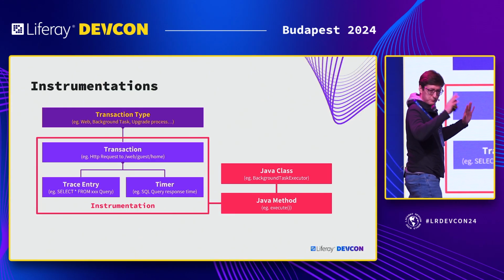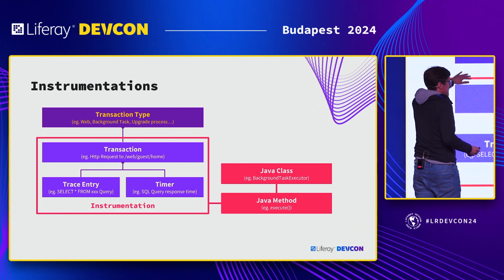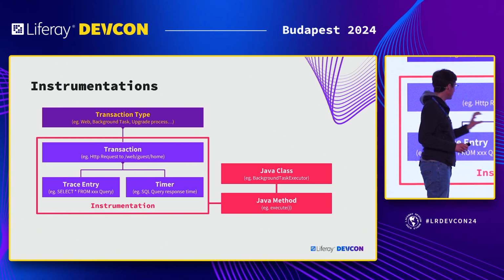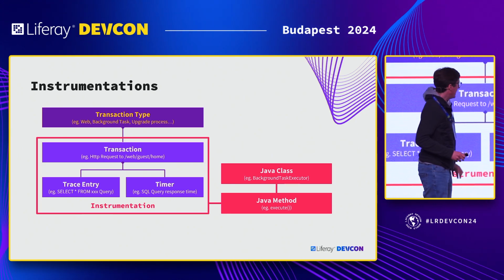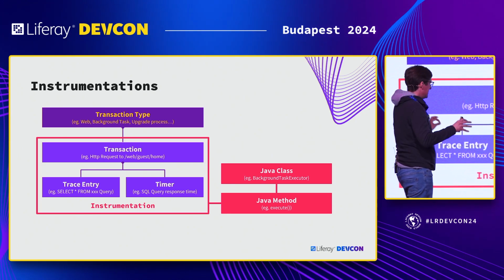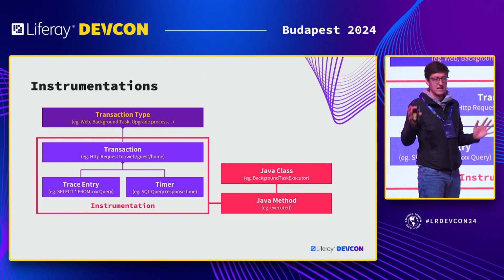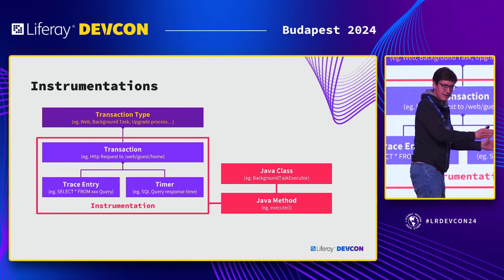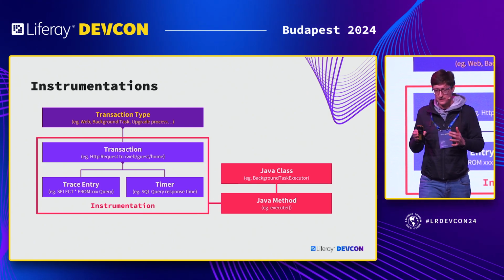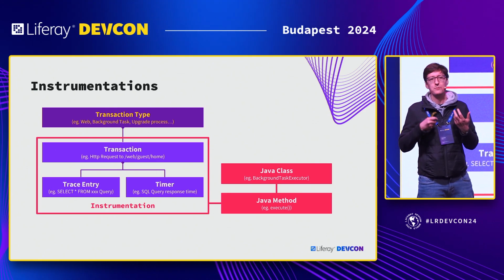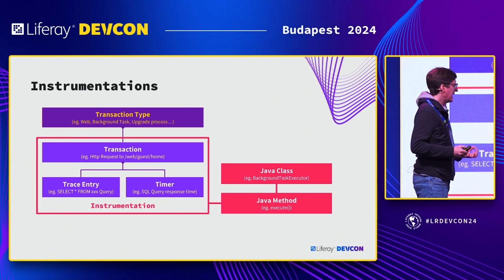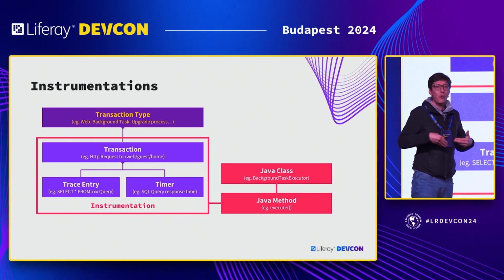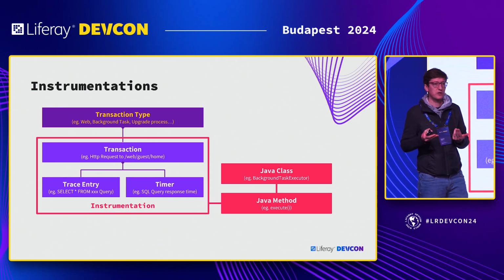So let's put everything together. We've got transaction types, transactions, and within every transaction, we can capture timers and trace entries. And all those things, transactions, trace entries, timers, they are instrumentations. Instrumentations on Java methods, okay? Every Java method you can run in the JVM, you can build an instrumentation on top of it. And you need to understand what transaction, trace entry, and timer mean, because this is the kind of instrumentation you're going to make.